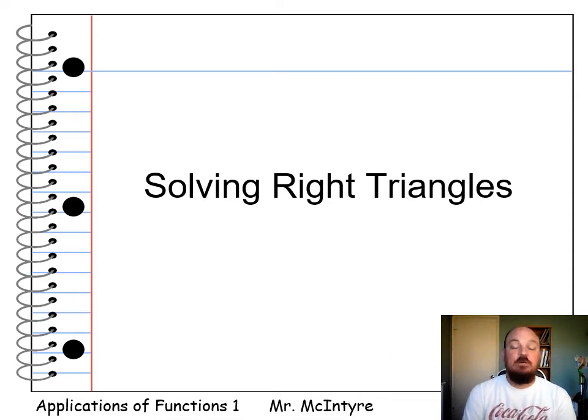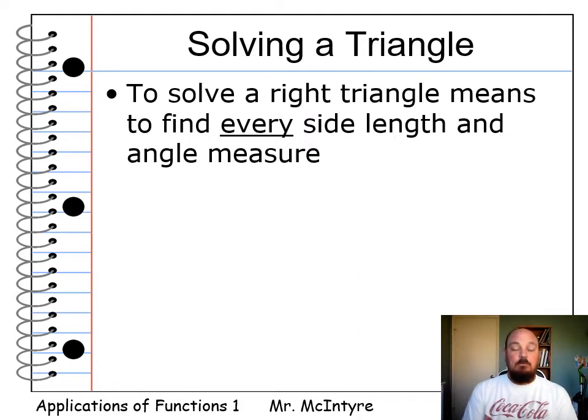All right, today we're going to talk about solving right triangles. And what that means, when I say solve a right triangle, it means you want to find every single missing piece of it. You want to tell me how long all the sides are, how big all the angles are. There are actually 6 different aspects to this. There are 3 sides, 3 angles, and you want to be able to tell me all of it.